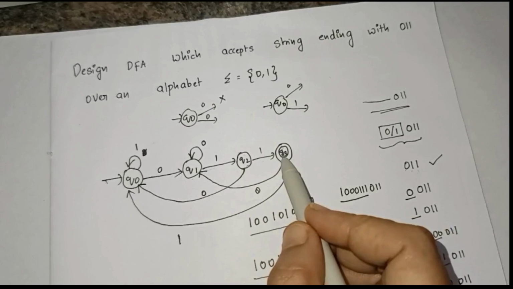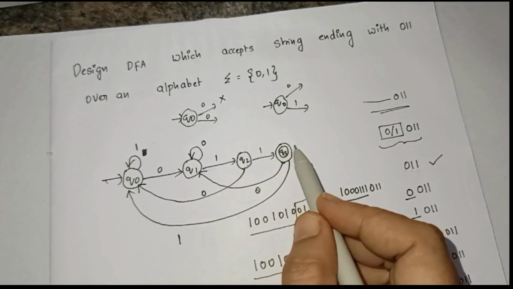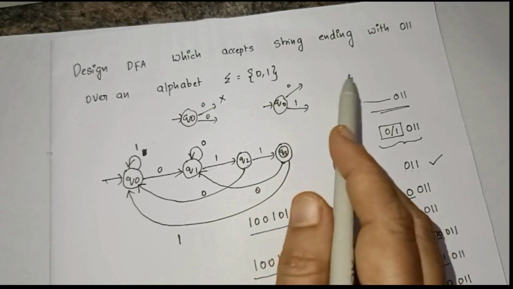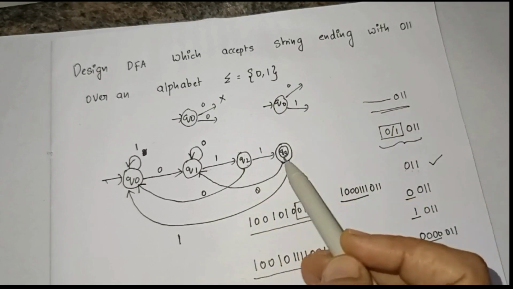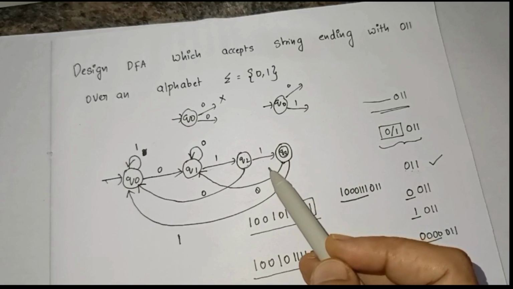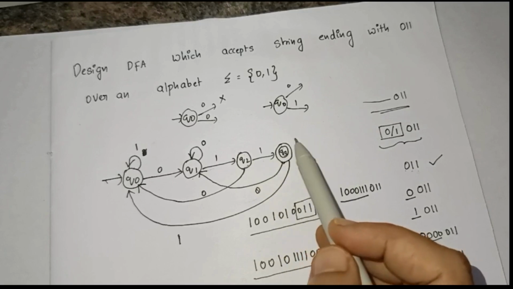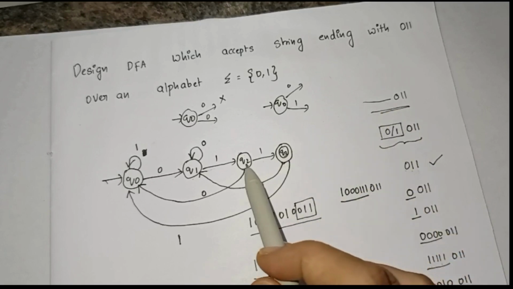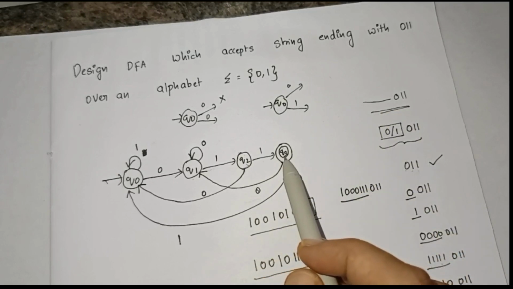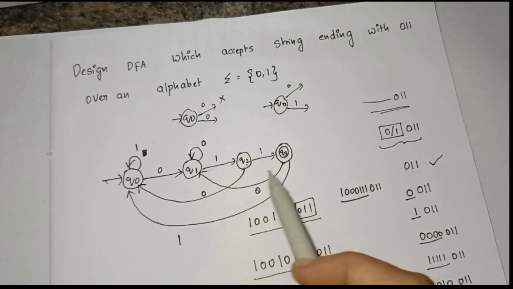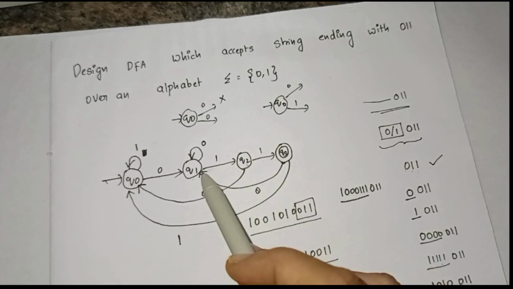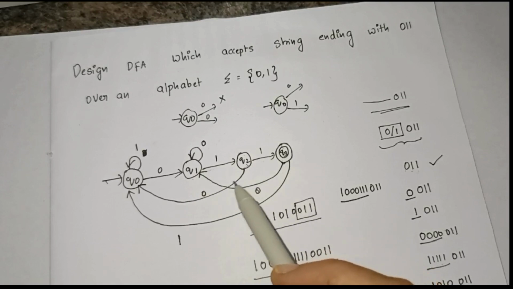Q3 on 0, you can't take a self loop because it would end up with 0. Ending with 0 we don't have. It should end with 011. So next, Q3 on 0 we should also make a transition, and it will end up with 01. So don't make a transition to Q2 over 0 from Q3. Q3 to Q1 will end up with 011, so that is correct.